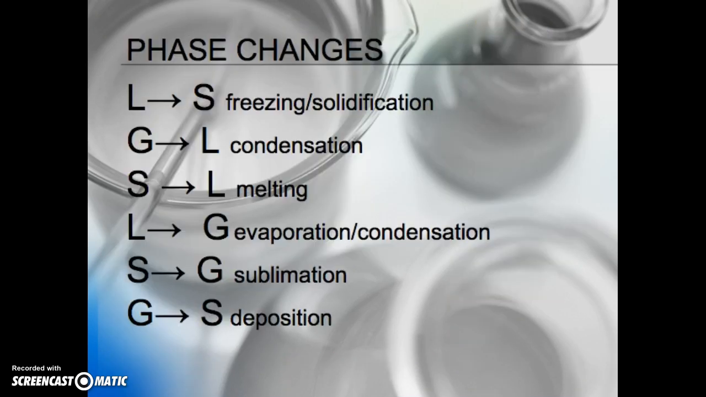So now that we've described the distance between the different particles within each phase, we want to talk about the names of the processes where we change from one phase to another. Some of these you probably are really familiar with and you don't even have to think about or memorize, but other ones maybe you're not familiar with or you might not even have ever heard. So you want to take a few minutes to memorize these as they will come up over and over throughout the year.